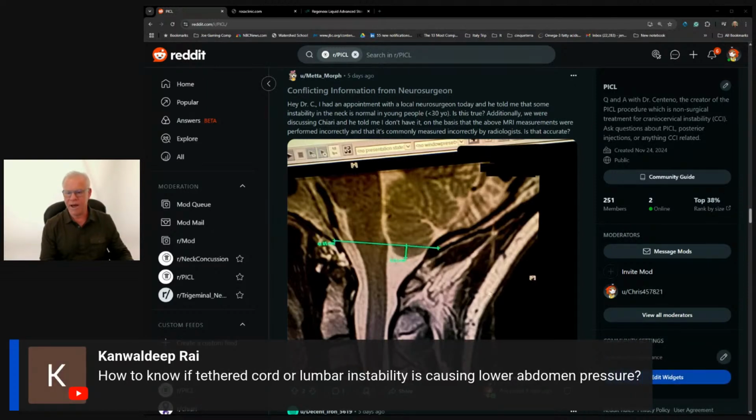Canwell Deep, how do you know if tethered cord and lumbar instability is causing lower abdomen pressure? Yeah, I would say in all likelihood, it's probably a lumbothoracic issue more than it is a tethered cord, meaning that we commonly see patients with those sorts of symptoms. We treat their low back or lower thoracic spine, they go away. Obviously, that's not tethered cord.